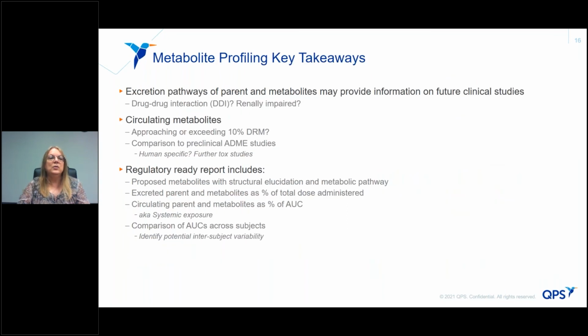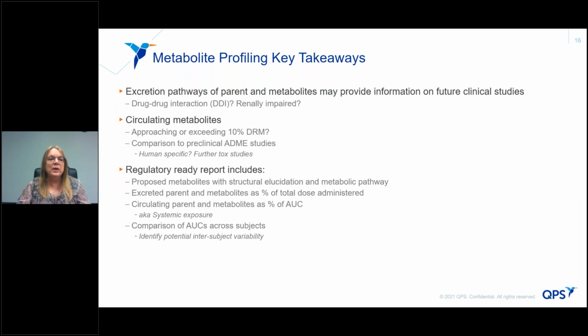And the key takeaways from this study are the excretion pathways of parent and metabolites may provide information on future clinical studies. So you may need to worry about drug-drug interactions. Do you have renally impaired subjects that you may be worried about? Circulating metabolites, do you have 10% or greater of the drug-related material of any metabolite? And can you compare this to the preclinical ADME studies? And what you really need to know is, are there any human-specific metabolites? And if so, how large are they? And you may need to worry about further tox studies.